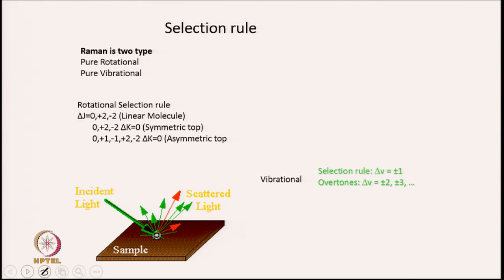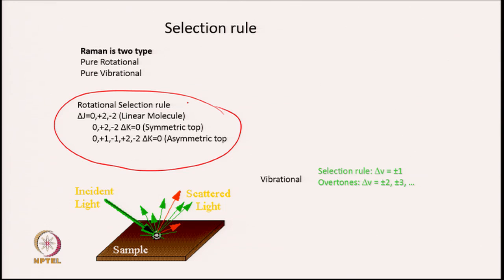After this, now we know that Raman can be of two types: pure rotational Raman and pure vibrational Raman. We have already discussed pure rotational Raman, and in this lecture we discussed pure vibrational Raman spectroscopy. For rotational, there are three different rules: delta J is equal to 0, plus minus 2 for a linear molecule. For a symmetric top, delta J is equal to 0, plus minus 2 and delta K is equal to 0. For an asymmetric top, delta J can be 0, plus minus 1 and plus minus 2, whereas delta K must be 0. So, this is the selection rule for rotational. For vibrational, the selection rule is delta v is equal to plus minus 1.